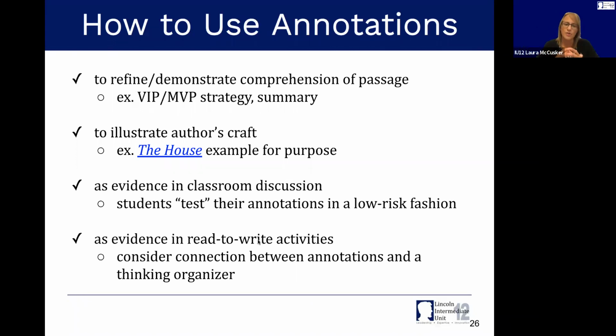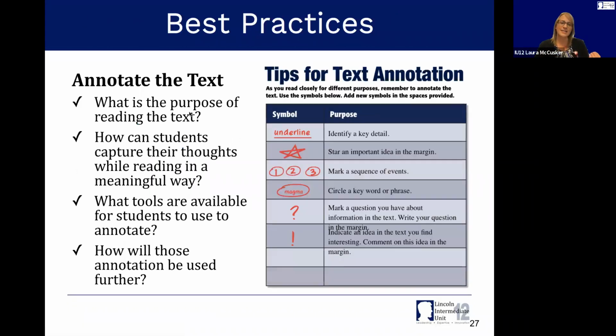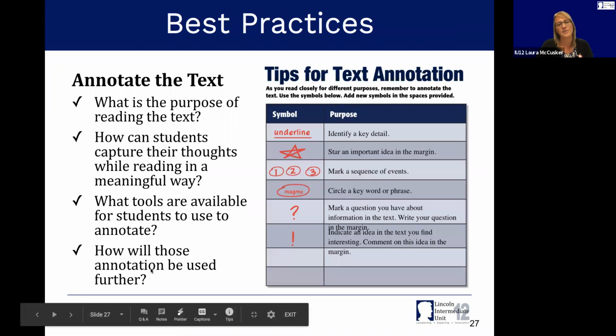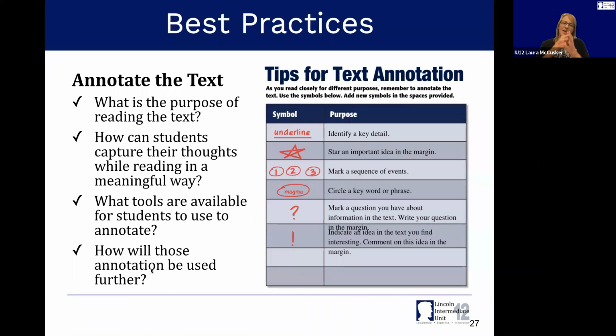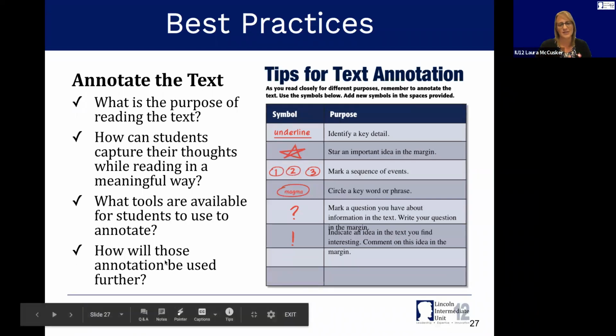What I would really behoove you to do is take the time to have classroom discussions with your students, more now than ever before you would give them a writing assessment. Have them be comfortable in a low-risk fashion of sharing what they annotated before it becomes part of a larger graded assignment. Again, my questions for myself for best practices: what is the purpose of reading the text? How can students capture their thoughts while reading in a meaningful way? What tools are available, and how will the annotation be used further? If I think about that with every text, it's going to help guide my classroom activities with my students.